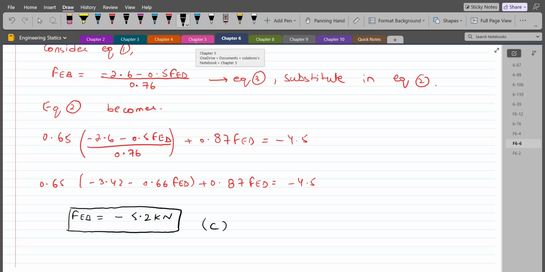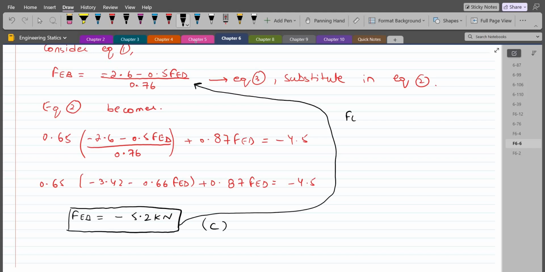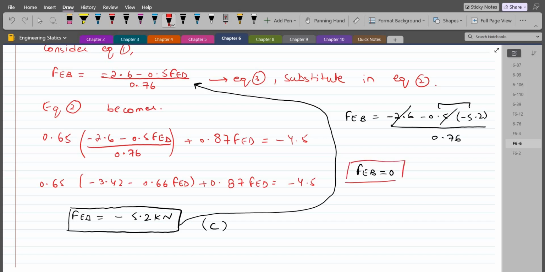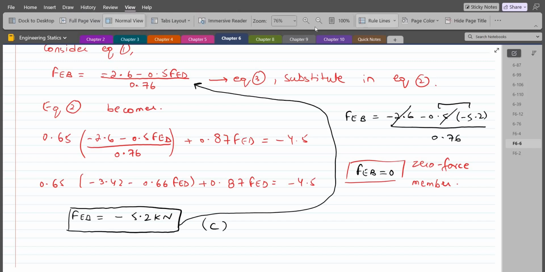Now to calculate the value for the FEB force, I can put it back into the equation number 3. So FEB equals to minus 2.6 minus 0.5 into negative 5.2 divided by 0.76. So you can see that it's negative 2.6 and the product will give me positive 2.6. So FEB comes out to be 0. So it means the member EB is a zero force member. So it is neither in compression nor in tension. Now we have to repeat the same procedure to find the other forces in the other members.